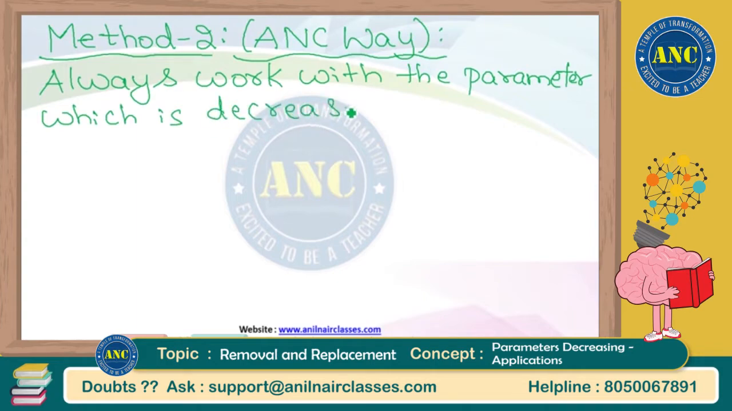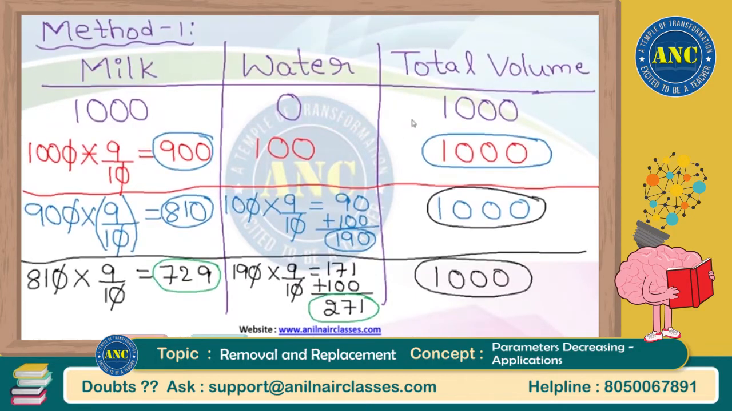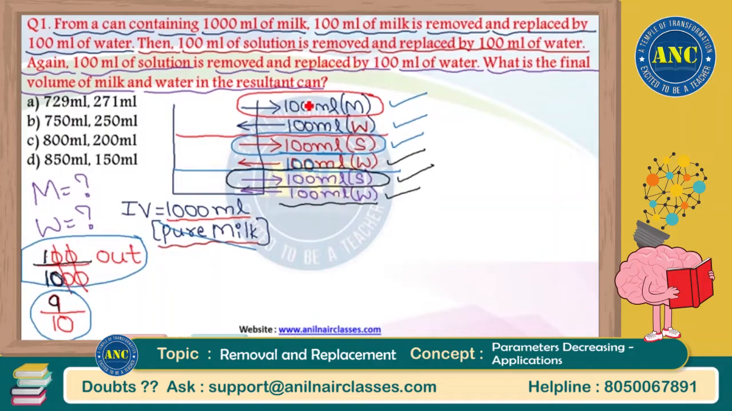Now listen to this carefully, sir. In my removal concept, there was only one parameter, milk, in that particular question. So it is very evident that milk only should decrease in that question. Now there are two parameters in this question. One is milk and the other is water. Which is the parameter that is decreasing?